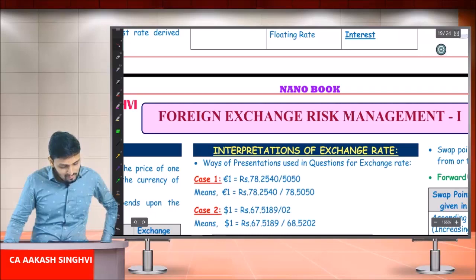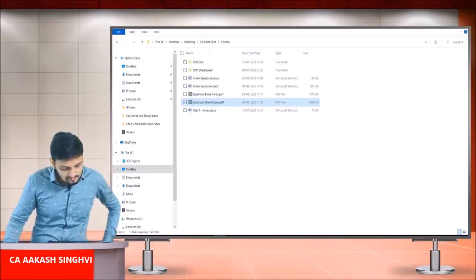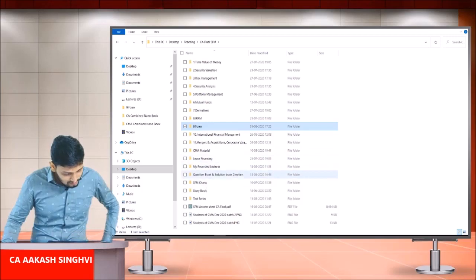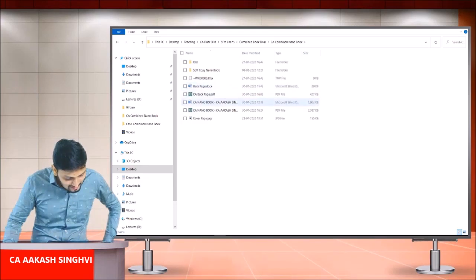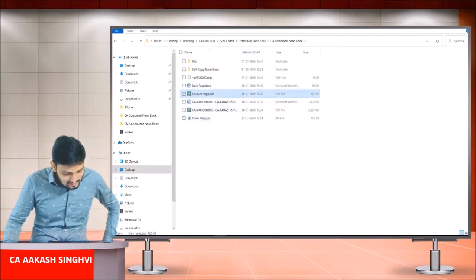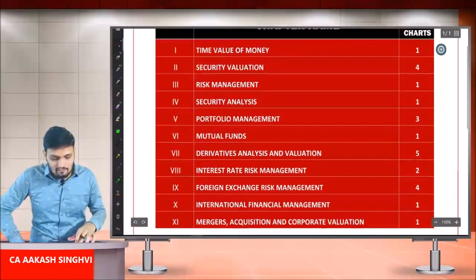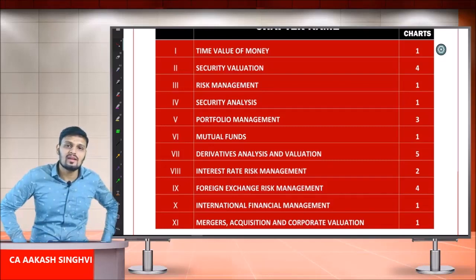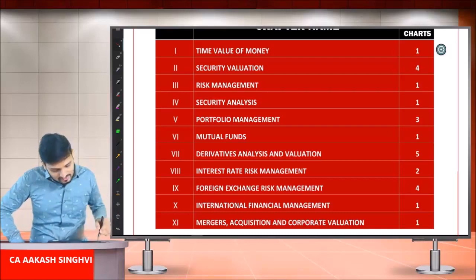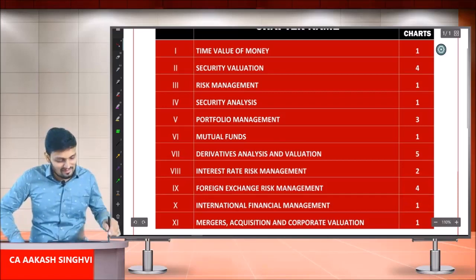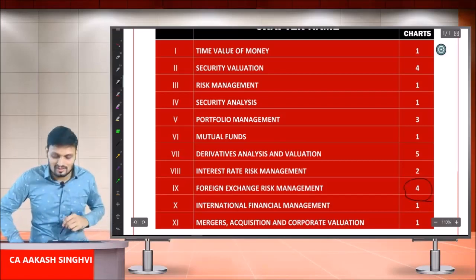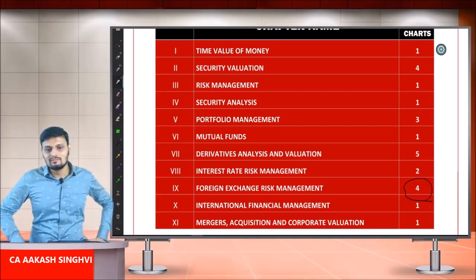Okay, there was one more thing I just wanted to show you, that is your SFM charts combined. Cover page, back page. So these are the number of charts which are there in each and every chapter. I hope you have gone through all of them. If you can see, the highest number of charts are there for derivatives, and the next biggest chapter will be your Forex with 4 charts, right? So we have started with Forex today, 4 charts.